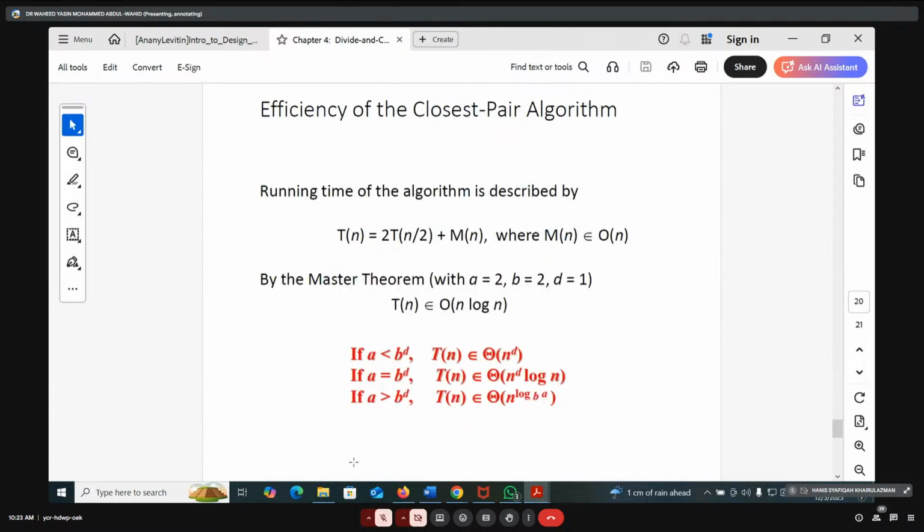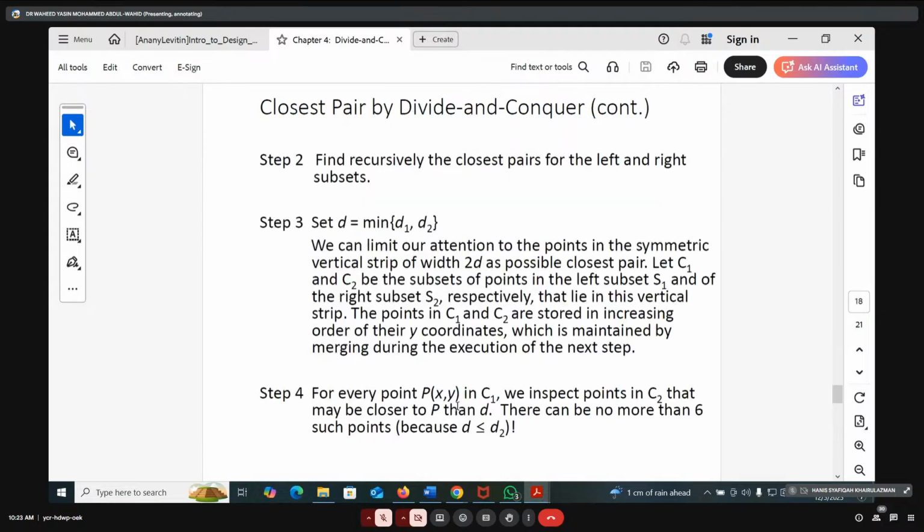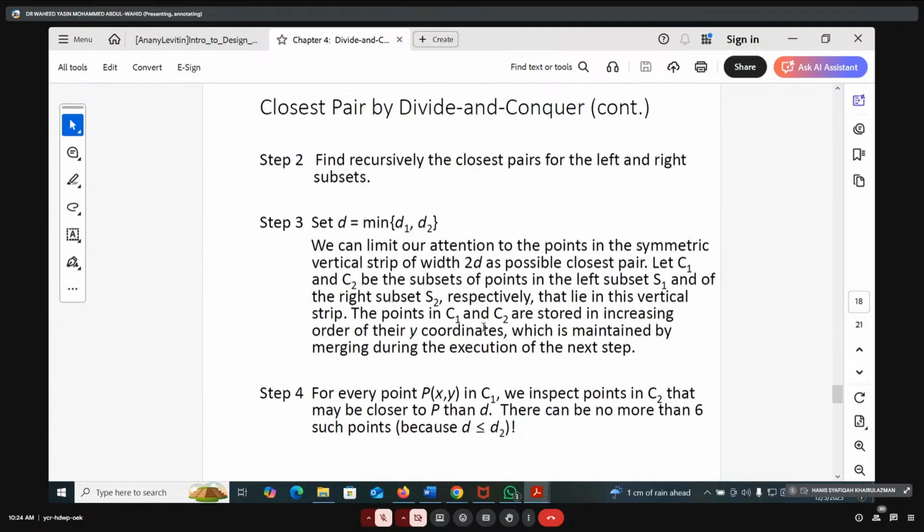This is the algorithm, but how are we going to see what is going on? So in this algorithm, what we are going to do, as I told you, is first do this division of the plane. Then I find the minimum of d1 and d2.